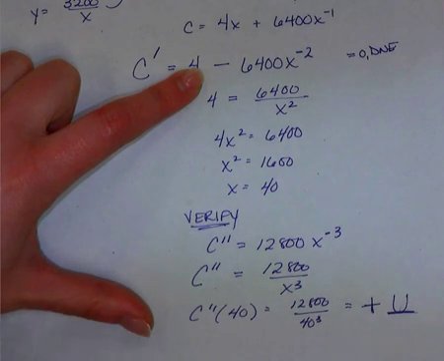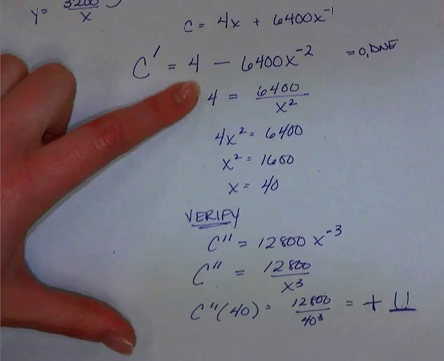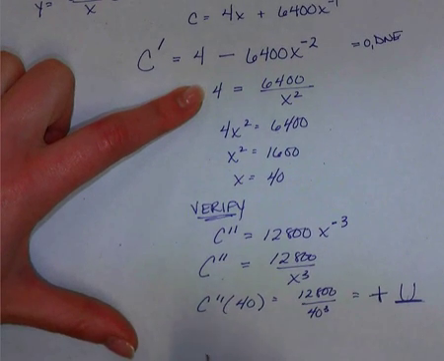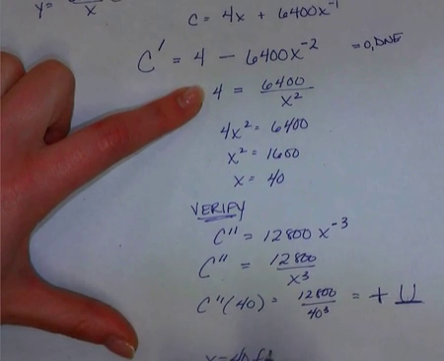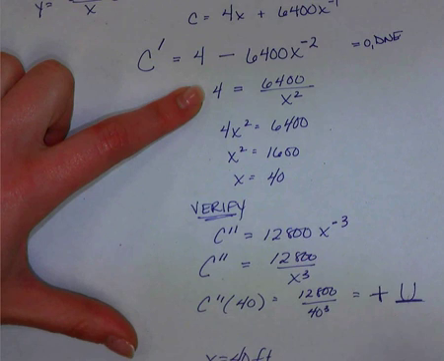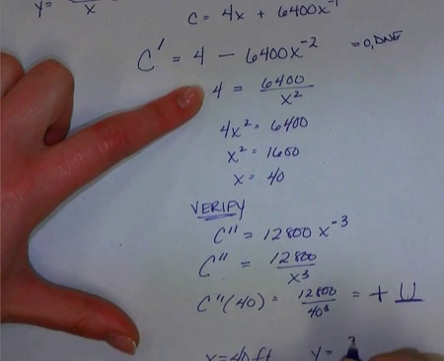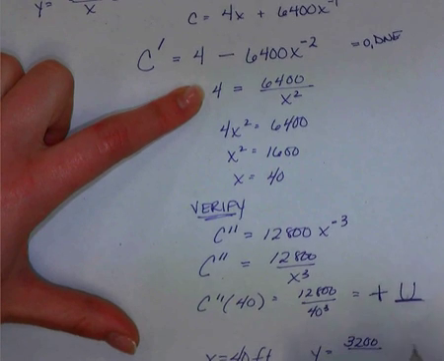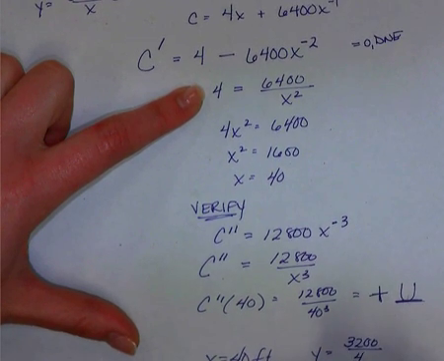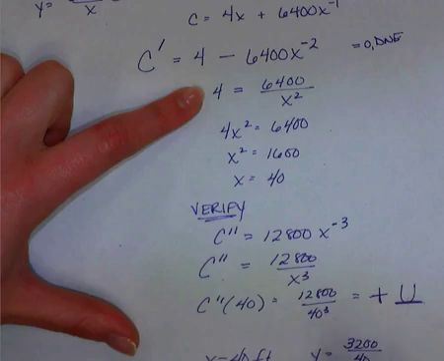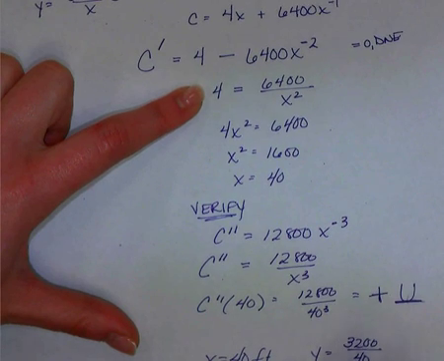Make sure you answer the question. Find the dimensions of the rectangle. If X is 40 feet, then I have to go back and find Y. Well, what do I know? Y is equal to 3,200 divided by X, which is 40. So therefore, Y is equal to 80 feet. So those are your final answers.